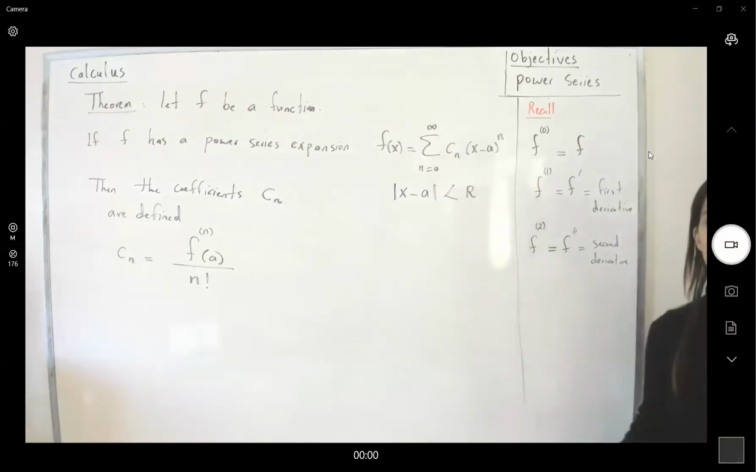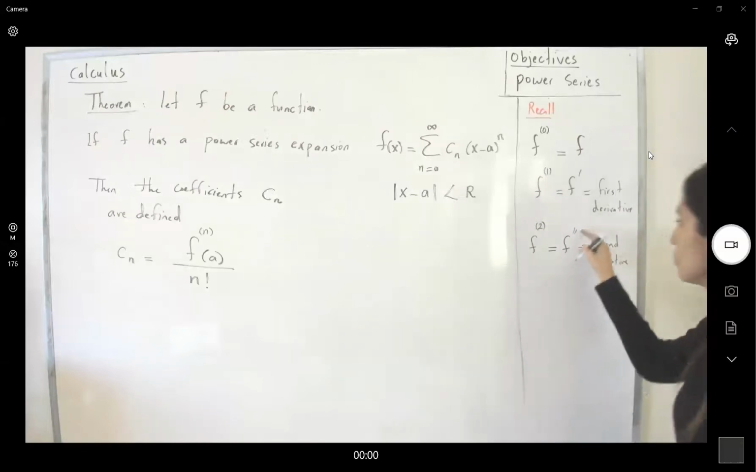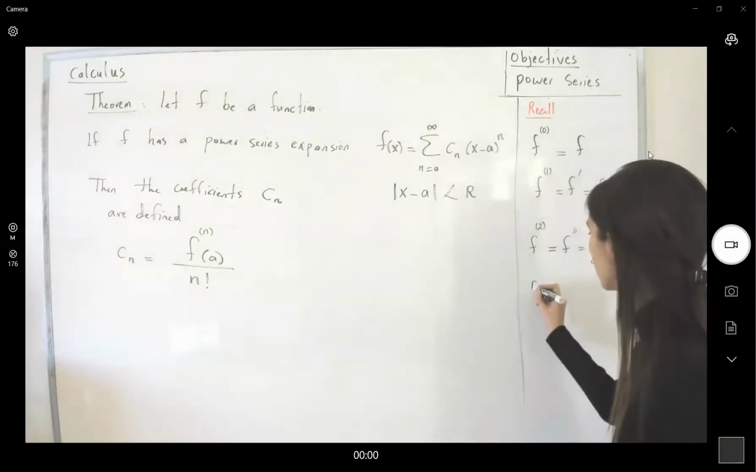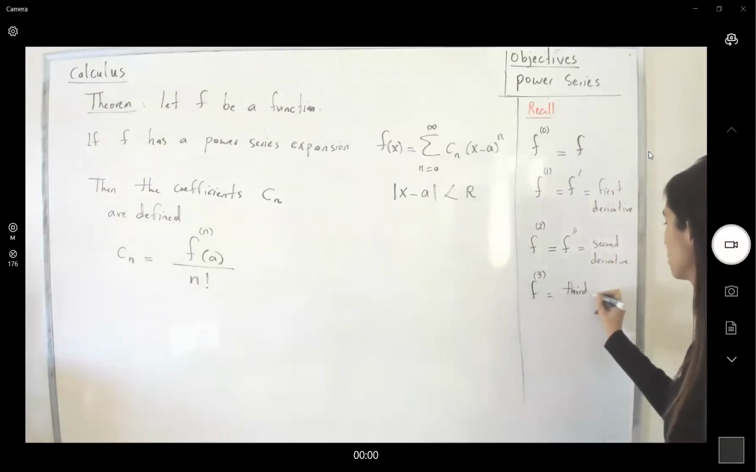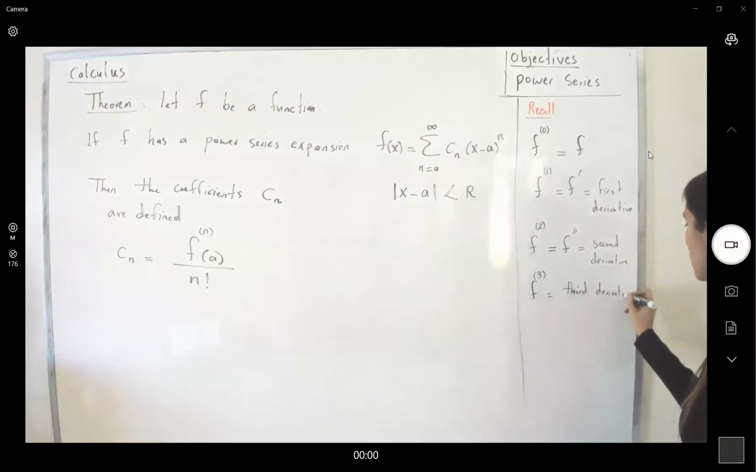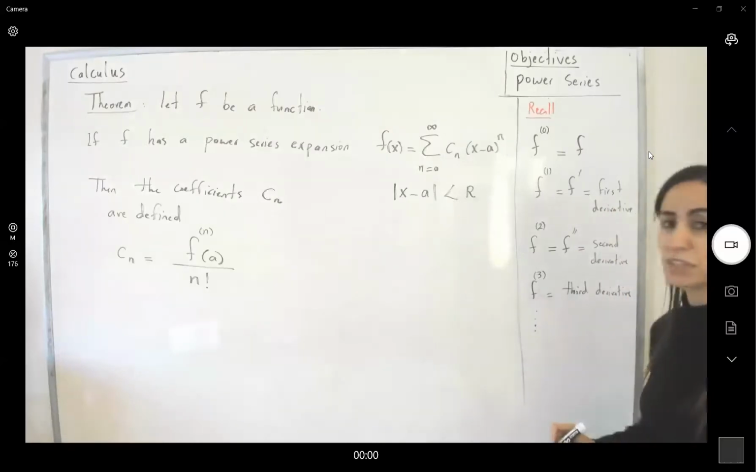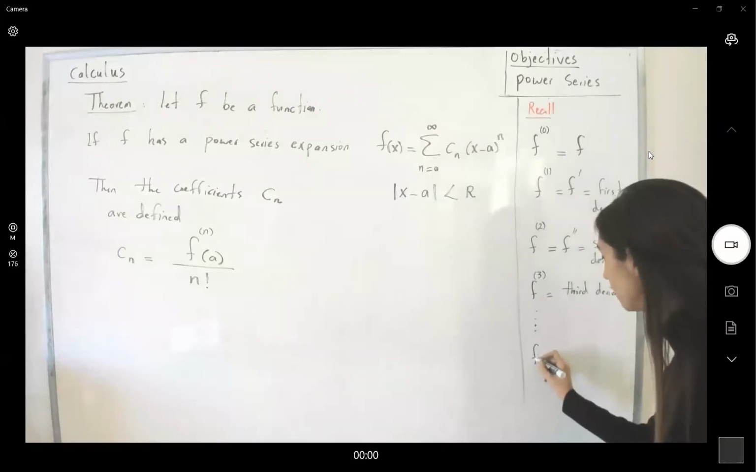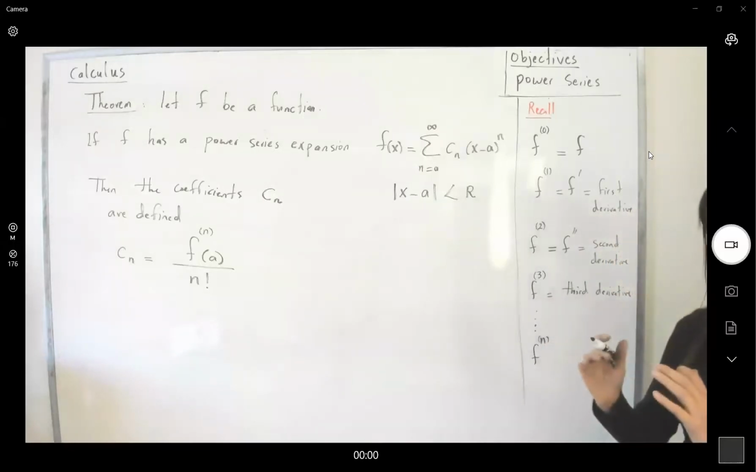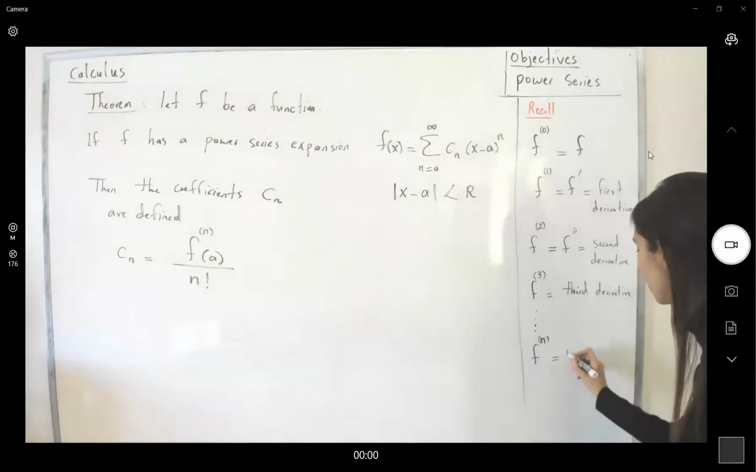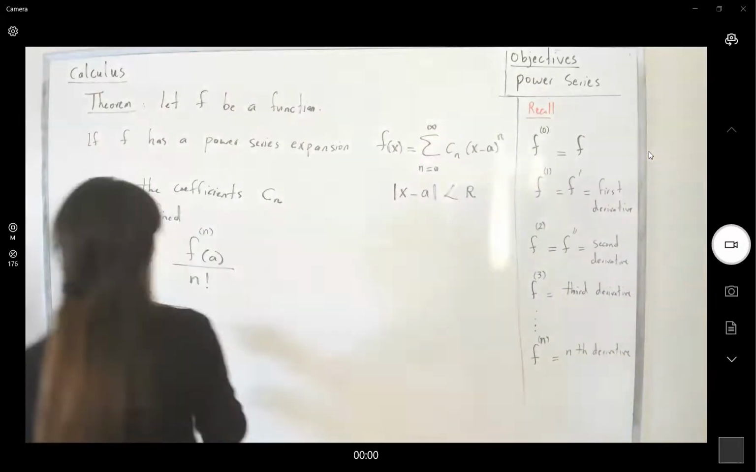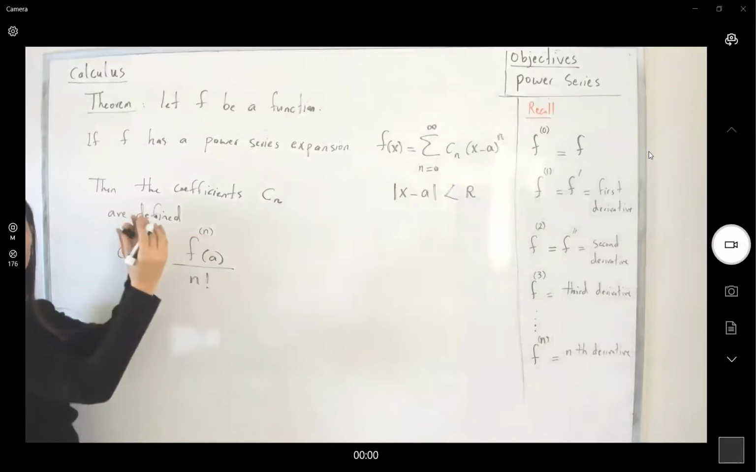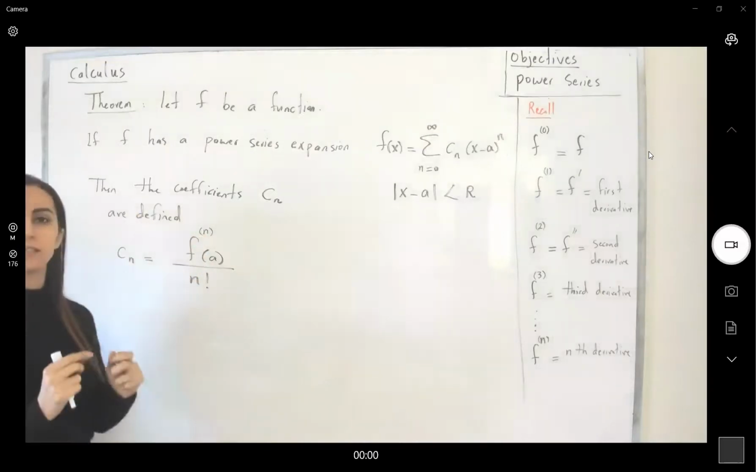So the third derivative, the fourth derivative, instead of using primes, you're going to write down that this is the third derivative of the function, then the fourth derivative, the fifth derivative, and then f to power n inside parentheses is the nth derivative of the function. Okay, so when you see f to power n in parentheses, it means that you're taking the derivatives of the function.